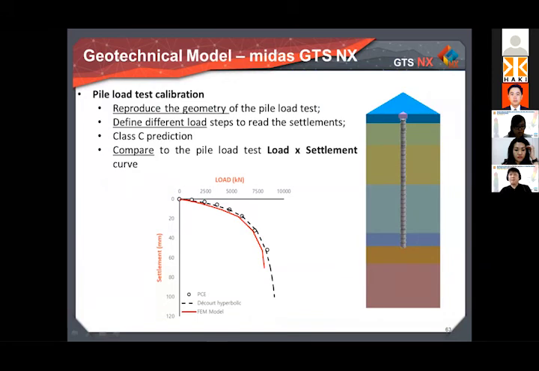So trying to obtain better values, we did pile load test calibrations. In GTS-NX, we have created this simple model to calibrate the load settlement behavior. So the geometry of the pile will reproduce different load steps, and the pile parameters were changed through trial and error. That is what we call a Class C prediction, where parameters are changed looking for convergence with measured values. A load settlement curve shows the pile load test result along with the finite element model created, and the values of settlement seem to fit well to what was measured.